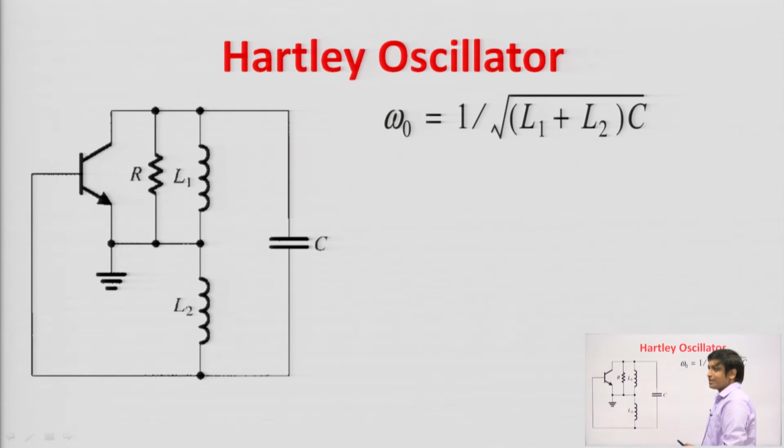Now, the next one is the Hartley oscillator. In the Hartley oscillator, it is just the opposite. Two inductors L1 and L2 and one capacitor C are used. In the Colpitts oscillator, we use two capacitors and one inductor, and in the Hartley oscillator we use two inductors and one capacitor.